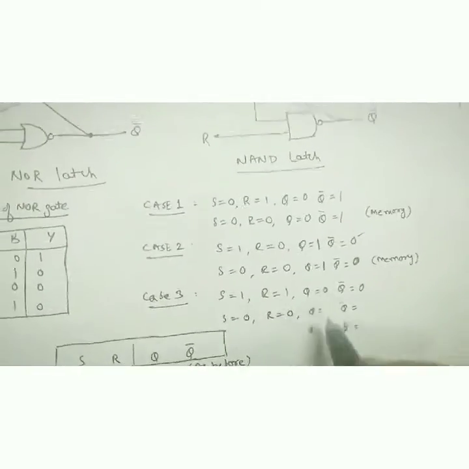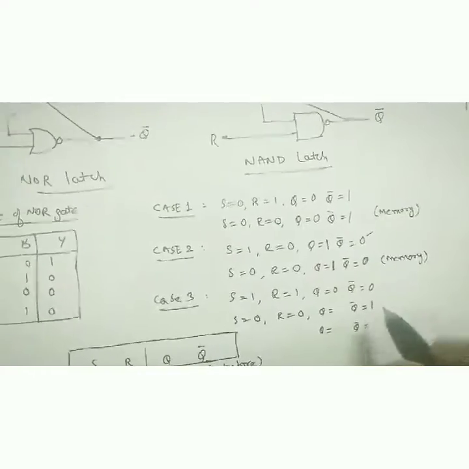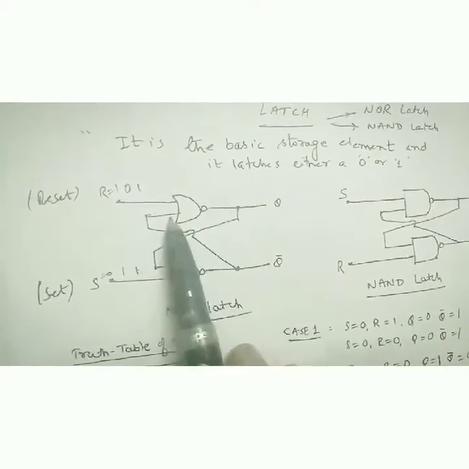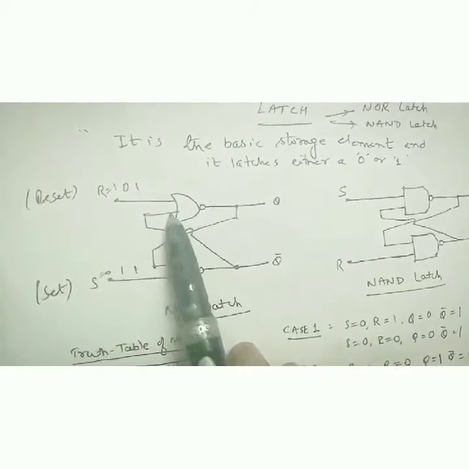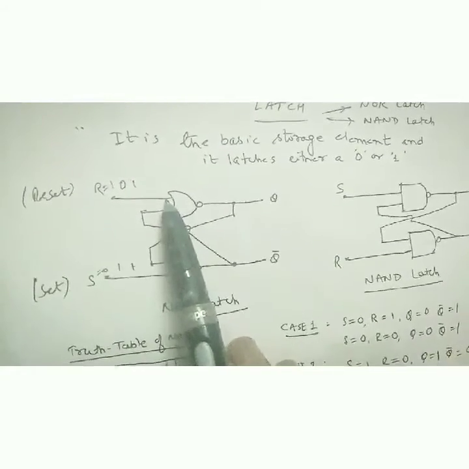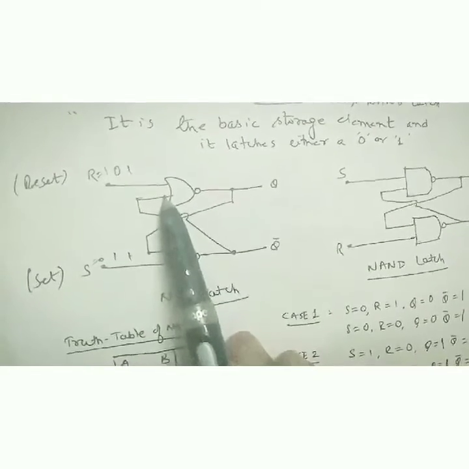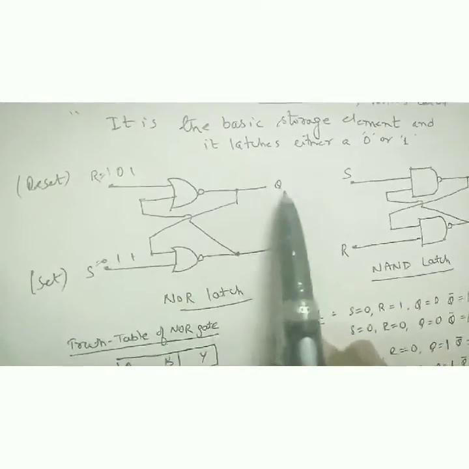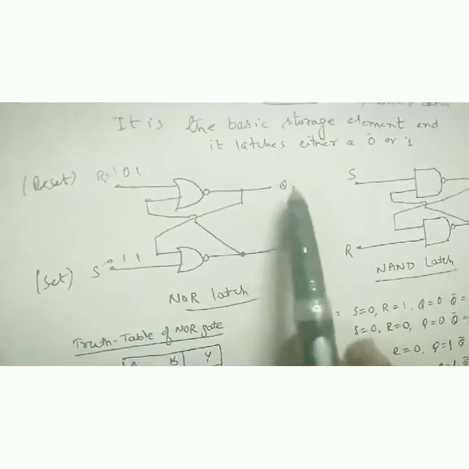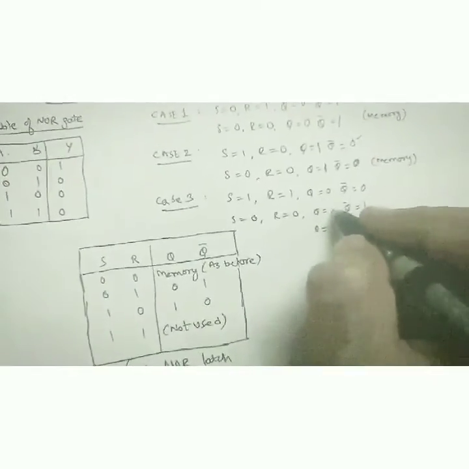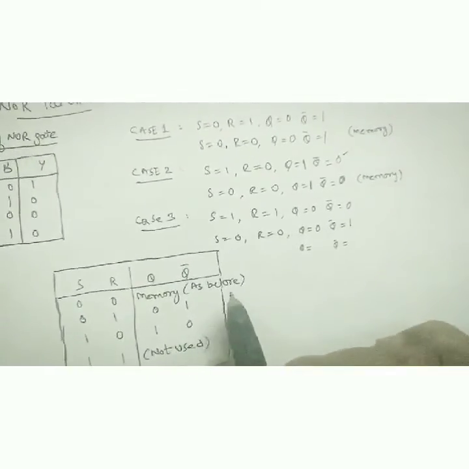Okay, so I am writing here, this will cause Q bar to become 1, and when this Q bar is 1, here we are getting 1. Okay, this is 1, this is 0, and we know that if any of the inputs is 1, in that case we are getting 0 over here. So when we consider this, the output will be 0, so I am writing here.